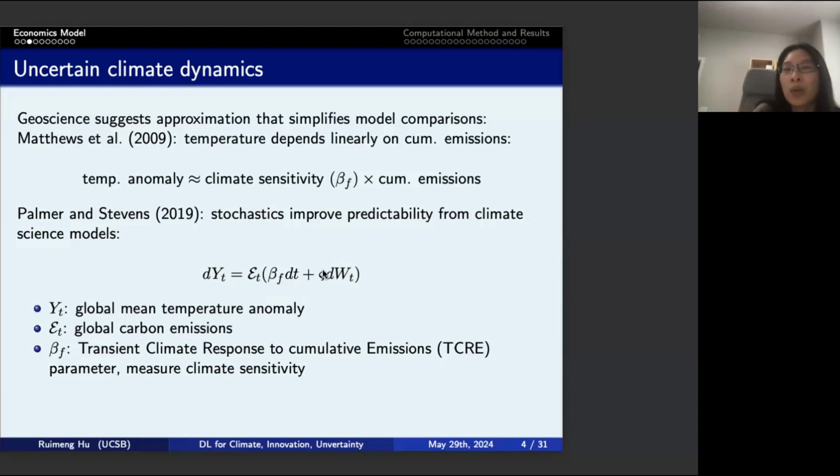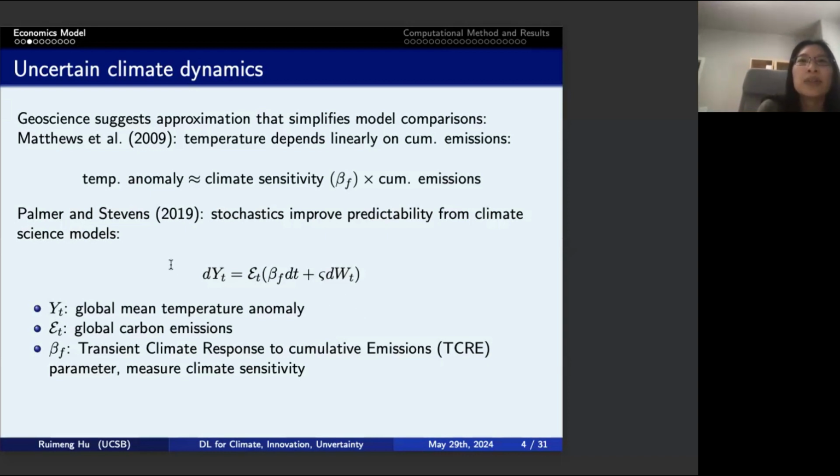Okay, and so in our work, we are going to use these diffusion models where Y_t is this global temperature anomaly. So this will play an important role later on in this damage function. And this calligraphic E_t is the global carbon emission. So following this linear dependence, we say the change in the temperature anomaly is proportional to this carbon emission, the time change multiplied by the TCRE parameter, plus some diffusion term, the noise term. Okay.